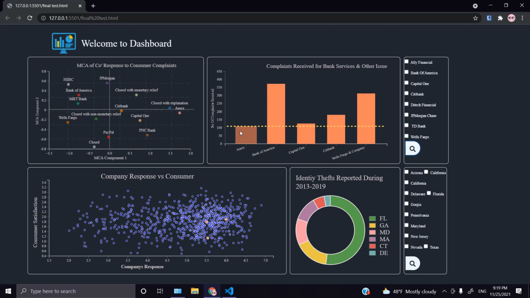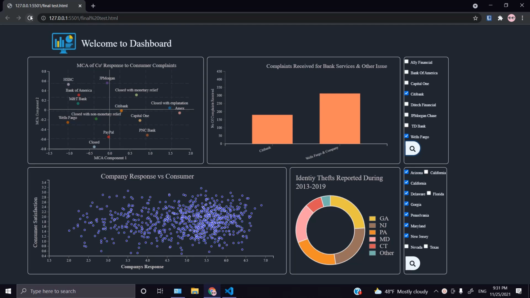Amex does not have much data, but our MCA plot reveals that they are closing a lot of their consumer complaints with an explanation. As per their record, they have one of the best credit providers, and they try to keep their customers happy. This is it for my MCA plot.